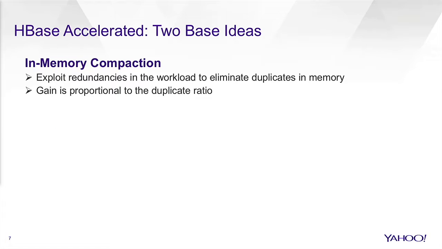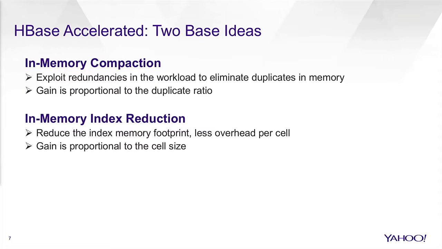So again, here are the two ideas. The in-memory compaction exploits the redundancies in the workload. If we update the same key again and again, we have multiple versions of the same key. If we delete the keys, we have tombstones again. And if we hold everything in memory and then wait until the disk compaction to get rid of all that, we waste memory in RAM. Okay? So the game is about the duplicate ratio. If you don't have duplicates, if you don't have deletions, then actually you gain nothing. But if you do, then you can gain a lot.